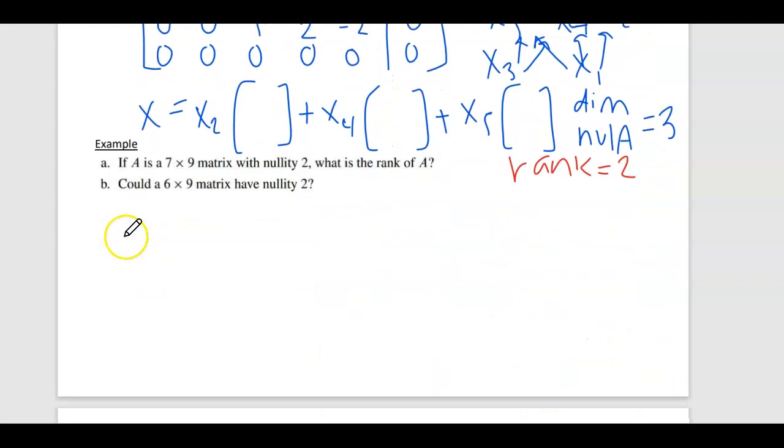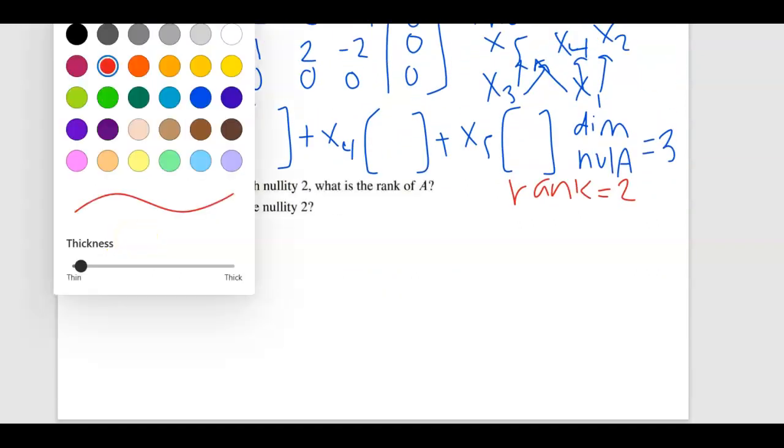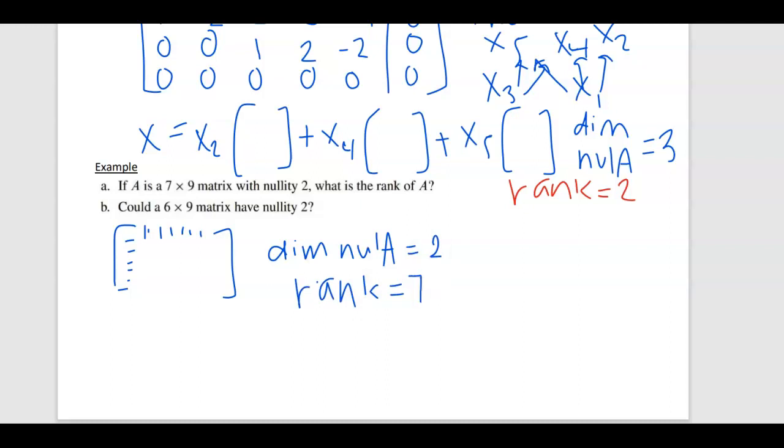All right, let's go ahead and look at another example. If A is a 7 by 9 with nullity of 2, so 7 rows, 9 columns, and the dimension of the null of A equals 2, so nullity is 2, then rank must be 7.